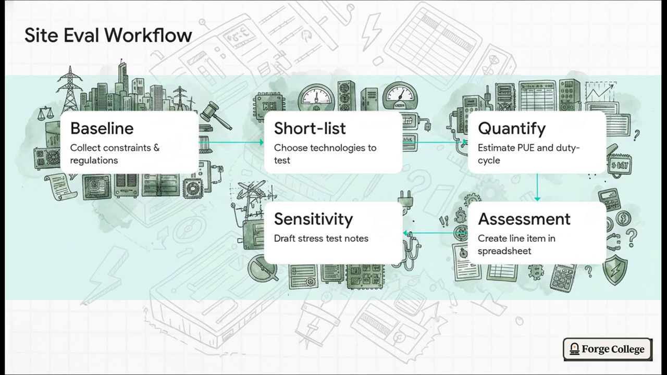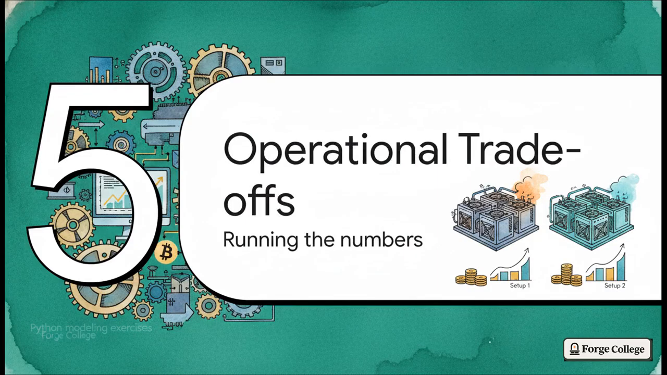Step 3, you quantify your expected PUE and your duty cycle. Basically, you're calculating how often your machines are actually going to be running. Step 4, you translate all of that data into a hard financial assessment line item. And finally, step 5, you write out your sensitivity notes, which are essentially stress tests for your entire business plan. And that leads us to modeling operational trade-offs and running the actual numbers.